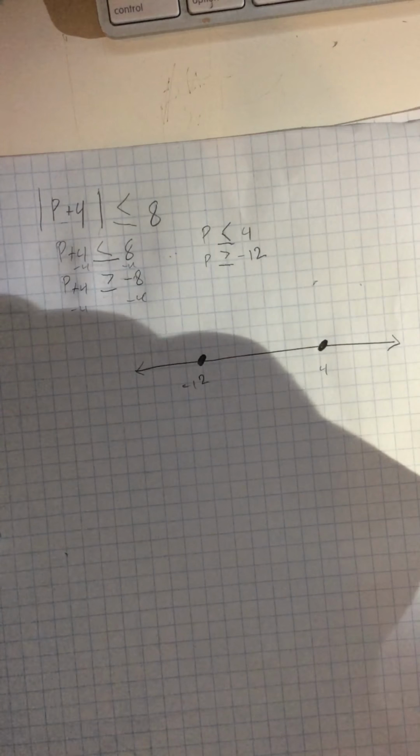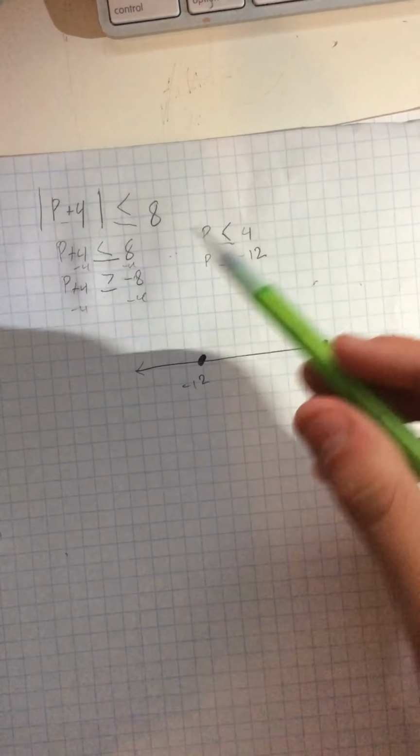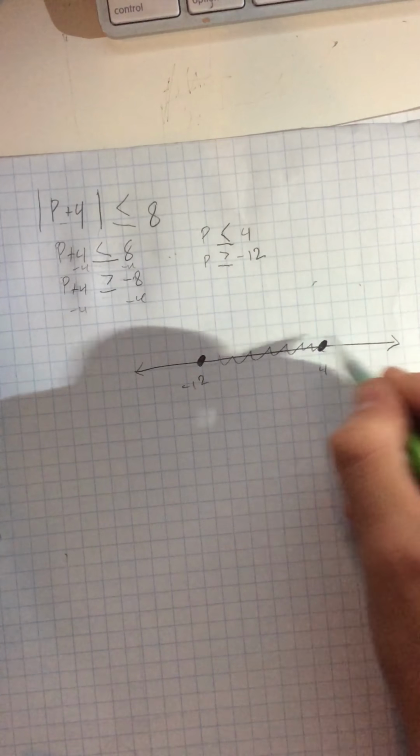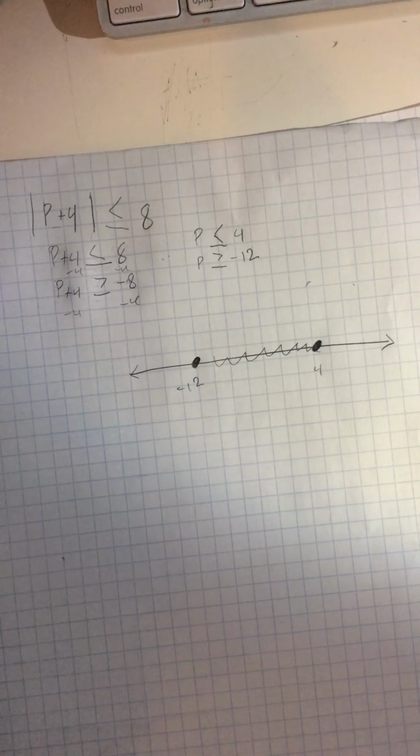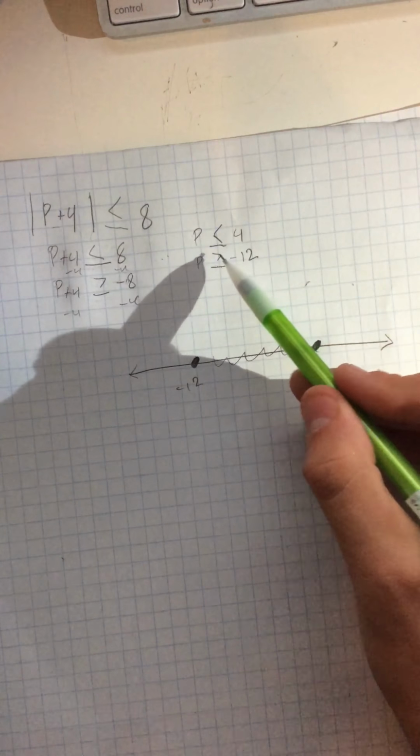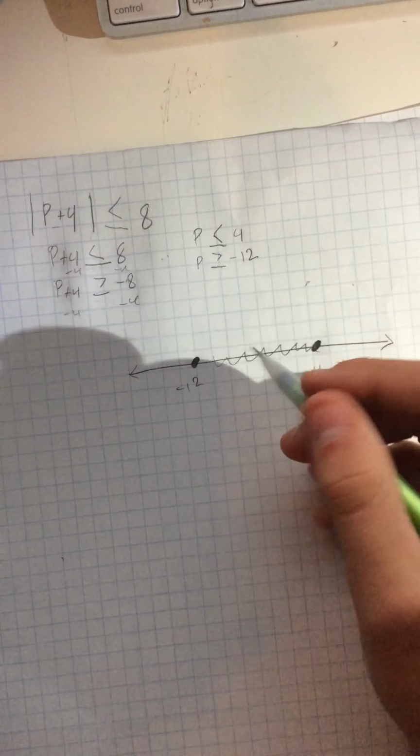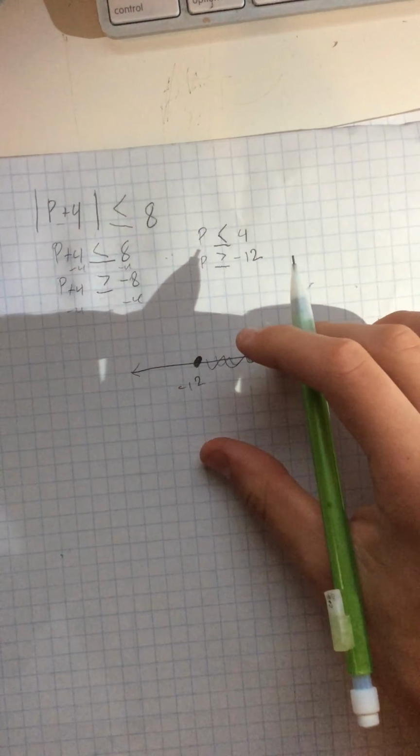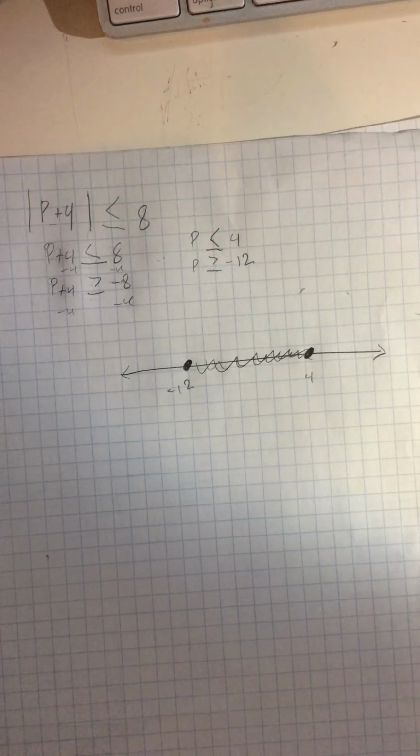Now we know p is less than 4, so we know it has to be going this way, to the left because it's less, and we read a number line left to right. We know p is greater than negative 12, so it has to go that way. So we know this is the intersection, and we graph it as we combine them because it's "and," the intersection.